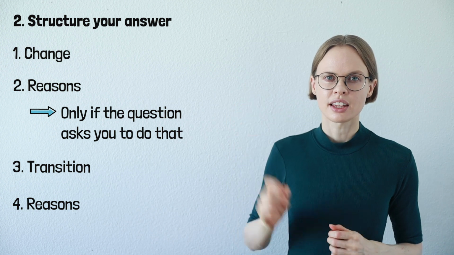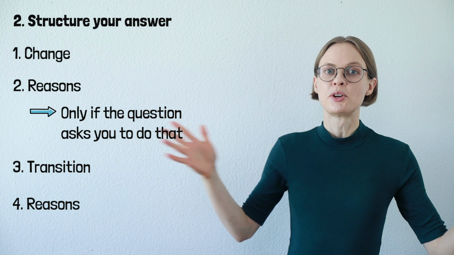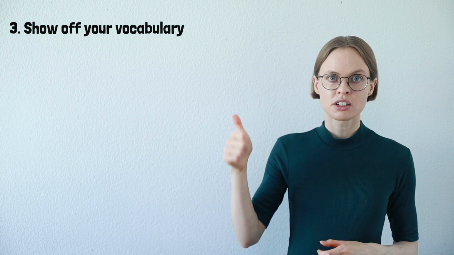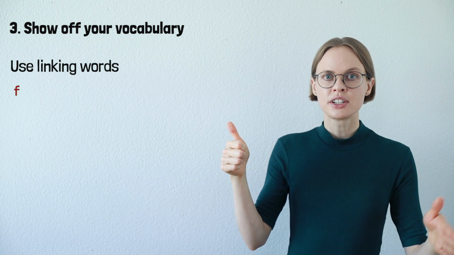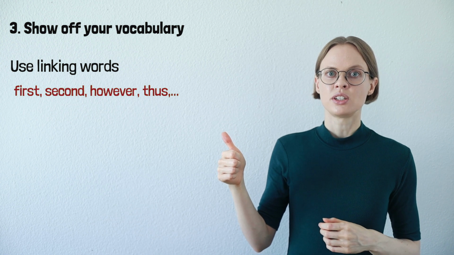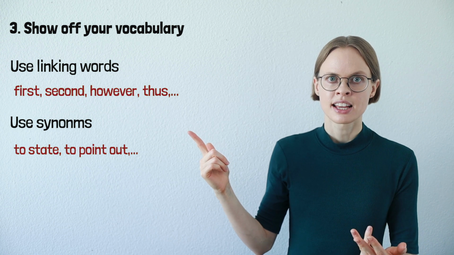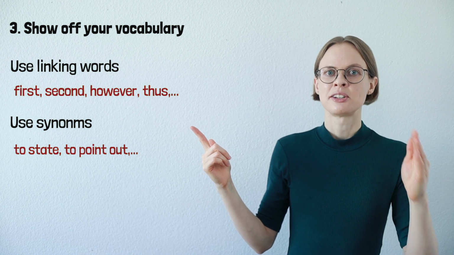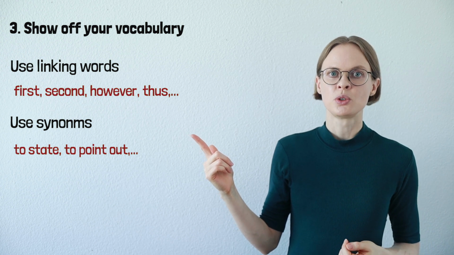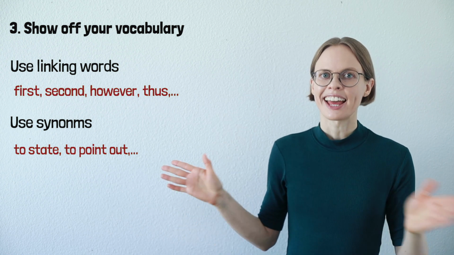The third thing you should do if you want a high score is you should use a broad range of vocabulary. This means that you should use a lot of different linking words such as first, second, however, or thus, and that you should use different verbs when you talk about what somebody says. So don't always use to say if you want to talk about what a person is saying, but also use verbs such as to state, to argue, to point out, and so on.